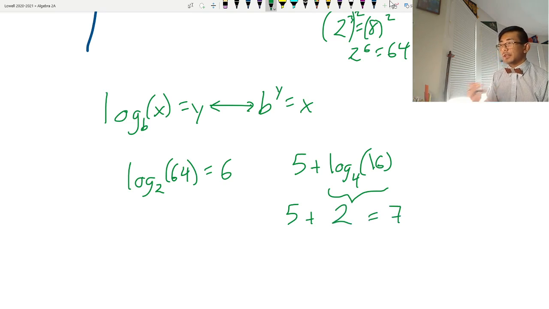Hopefully this helped clear up any questions you might have had about logarithms. And then we'll do some examples and take a look at their properties in the next video, or next couple videos, excuse me.